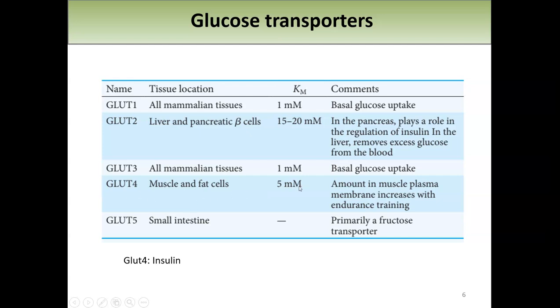And regarding GLUT4, as you see, the Km is 5 millimolar.